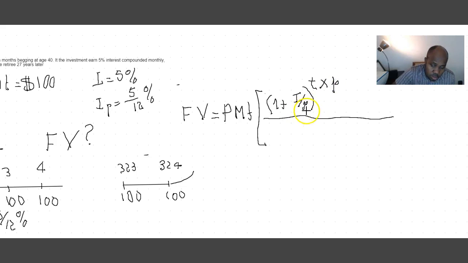Okay? So that's a way to do it. That's how I find 27 times 12. Okay? And then minus 1, over interest over period, which is going to be a general formula, future value payment.